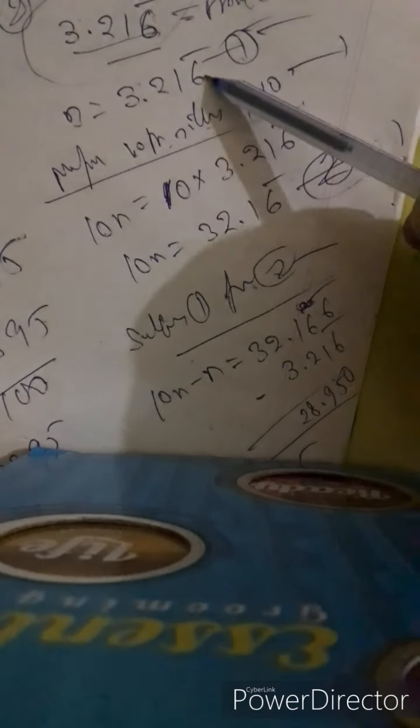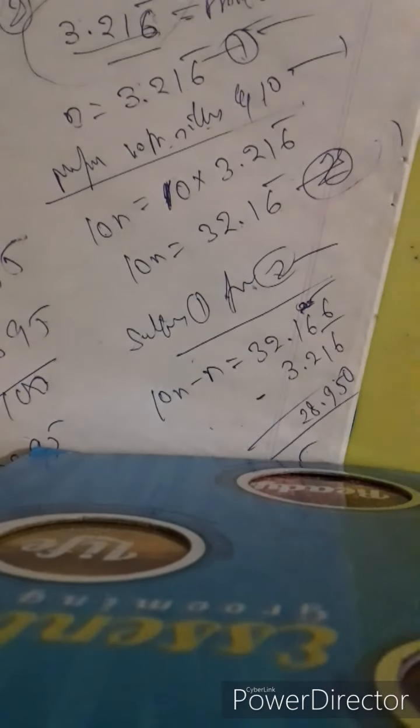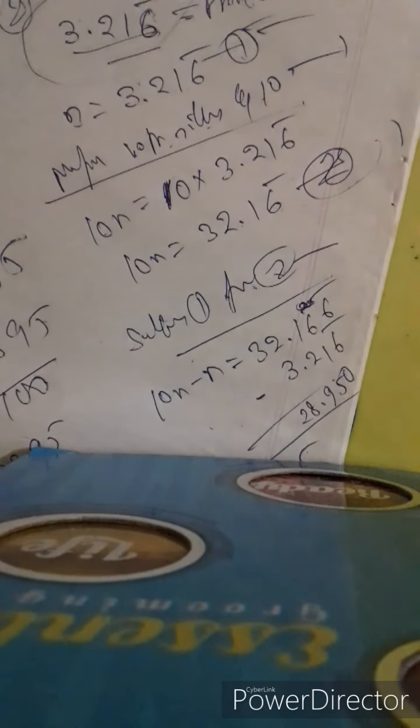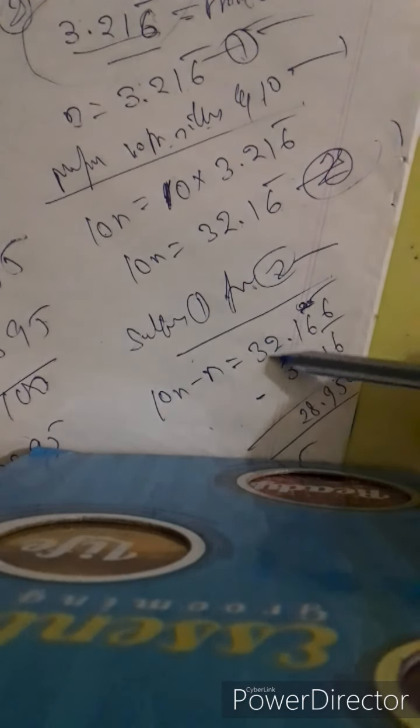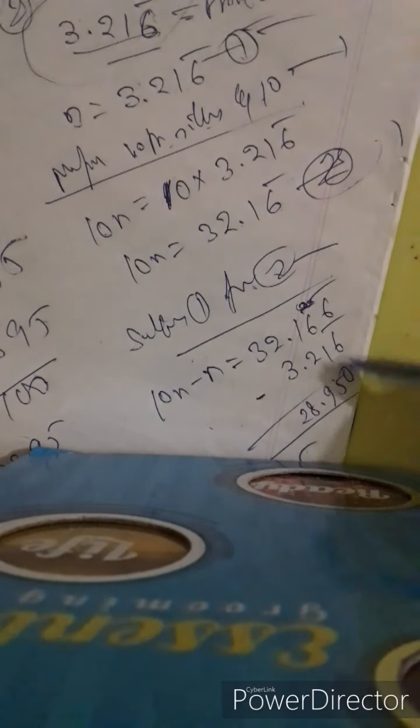n equals 3.216 bar. So multiply both sides by 10. 10n equals 10 into 3.216 bar. All right, so it becomes 9n equals 10n minus n, which equals 32.16 bar minus 3.216 bar, which comes to 28.95.